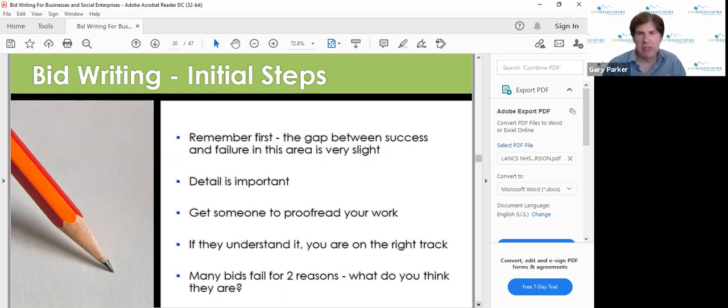Like I said, it's like a job interview. It's not designed to be inclusive. It's designed to sift people out. So it's exactly the same with bid writing, and you always have to keep that in mind.